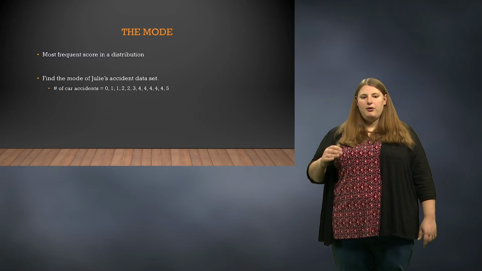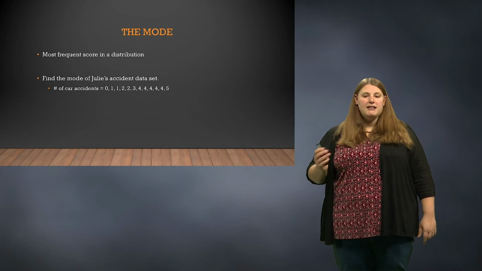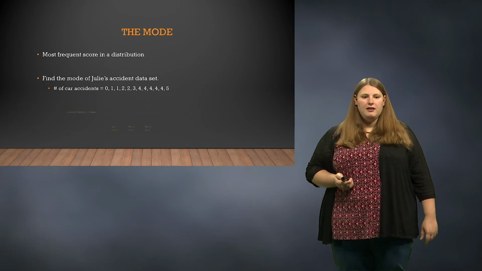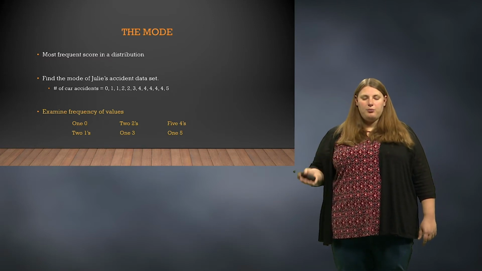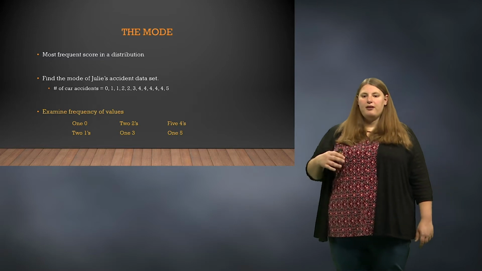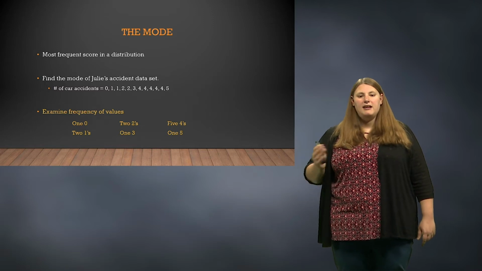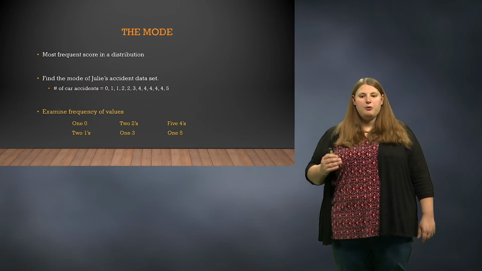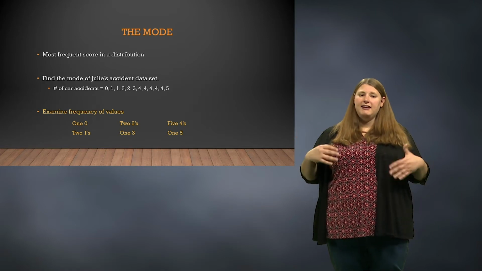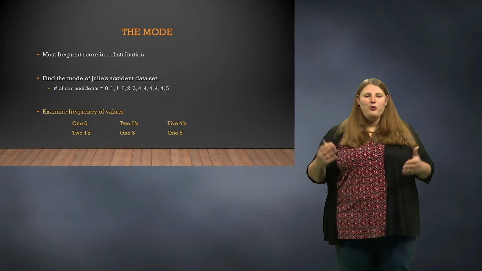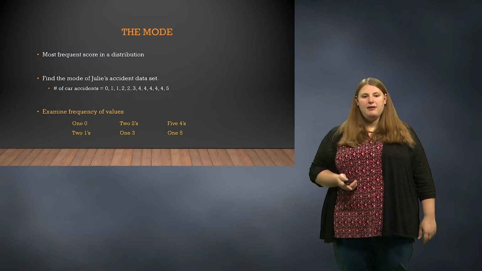If we want to identify the mode in this data set, all we need to do is count up how many times each value is present and determine which is present most often. Looking at the data, we see that one friend reported no car accidents, one friend reported 3 car accidents, and one friend reported 5 car accidents. 2 friends each reported having 1 car accident and 2 car accidents, and 5 friends reported having 4 car accidents. By the way, you really don't want to be Julie's friends because evidently they really are not good on the road. So what's the most common value here? 4 car accidents. So our mode is going to be 4.